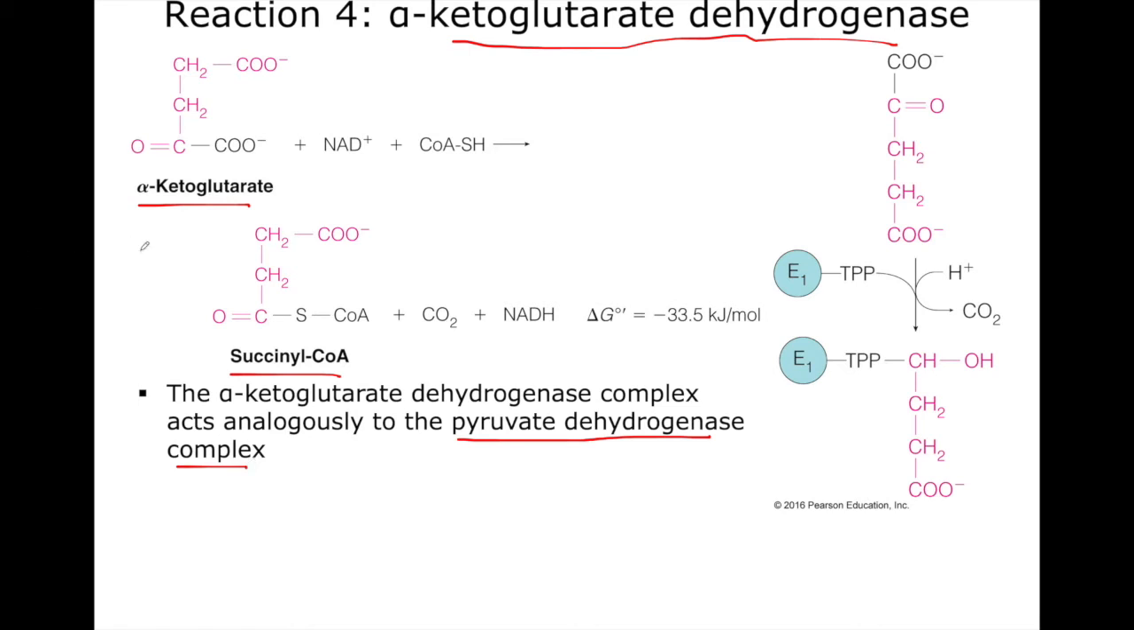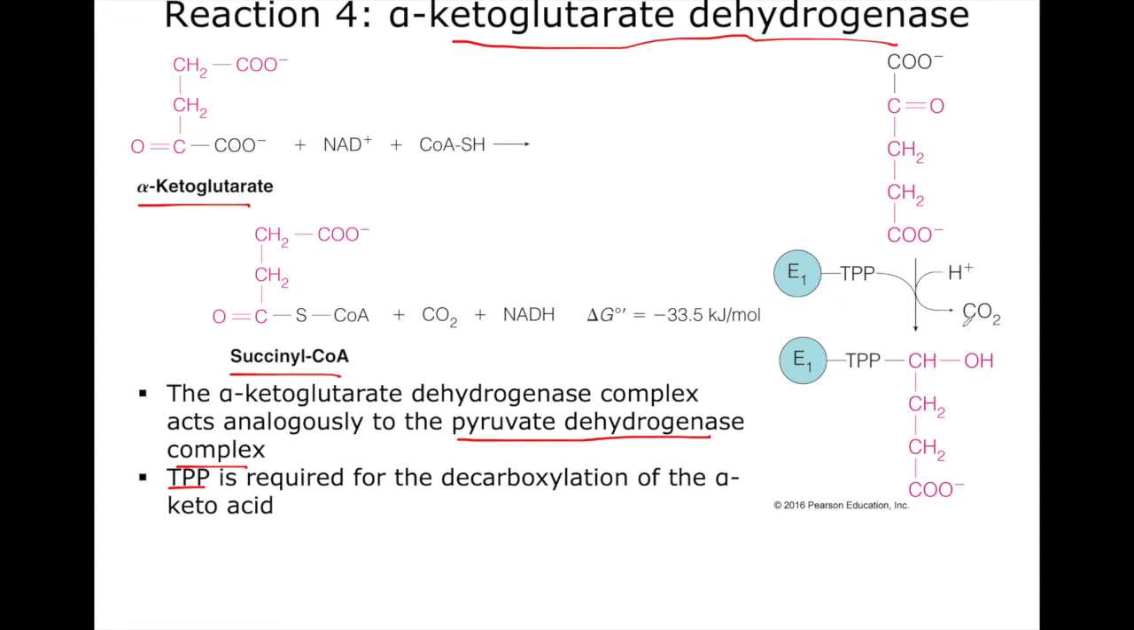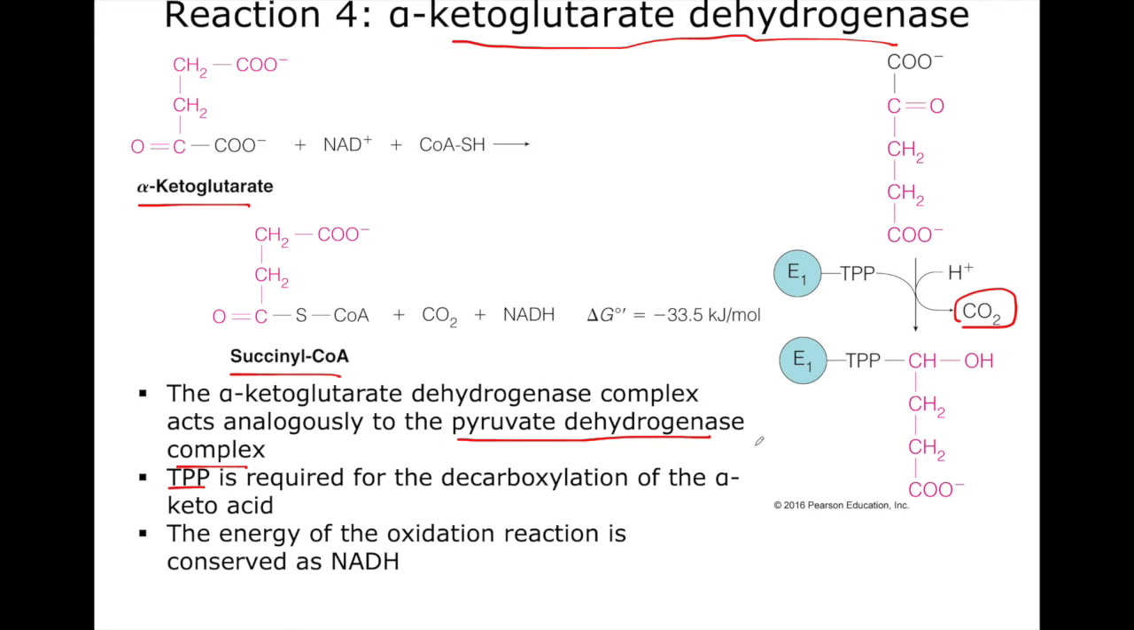So essentially what happens here, this enzyme has the same cofactors. It has an E1, E2, E3 portion. The E1 portion has TPP as its cofactor. And so the first step, as the alpha-ketoglutarate comes in, it's going to bind to the E1 portion, to the TPP, and we're going to get a decarboxylation. That intermediate is then going to get transferred to a coenzyme A. So we're going to form that succinyl-CoA. Instead of acetyl-CoA, we're forming succinyl-CoA.